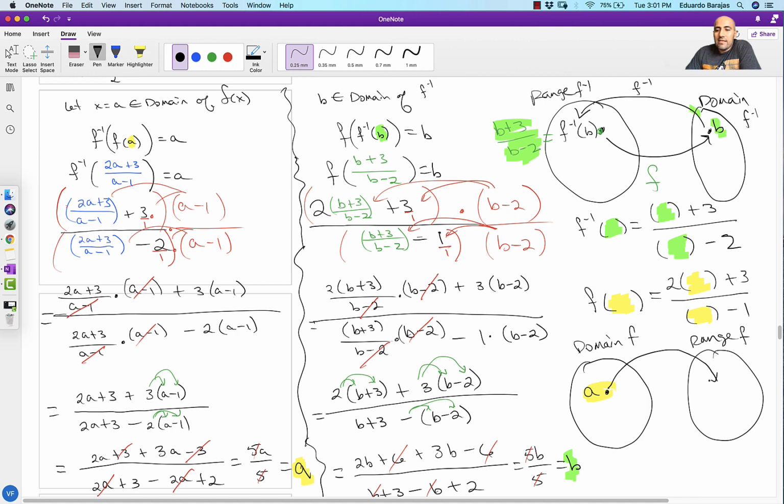And when we apply a into f, it seems a little silly because it's just going to be f of a. Just plug it in there. Since we don't know the value of a, we really can't do much with it. So this is, in fact, just that value of 2a plus 3 over a minus 1.